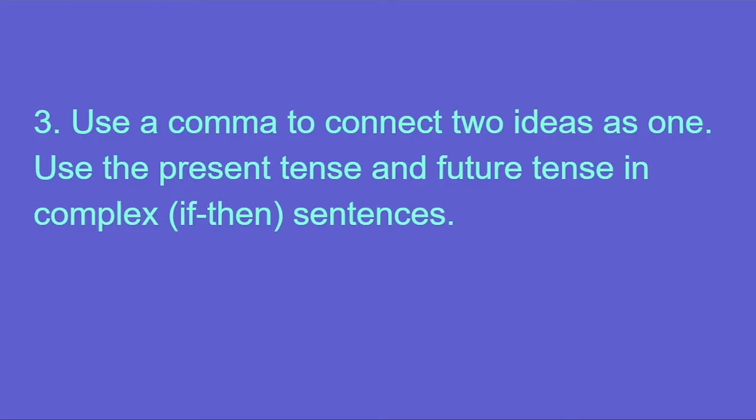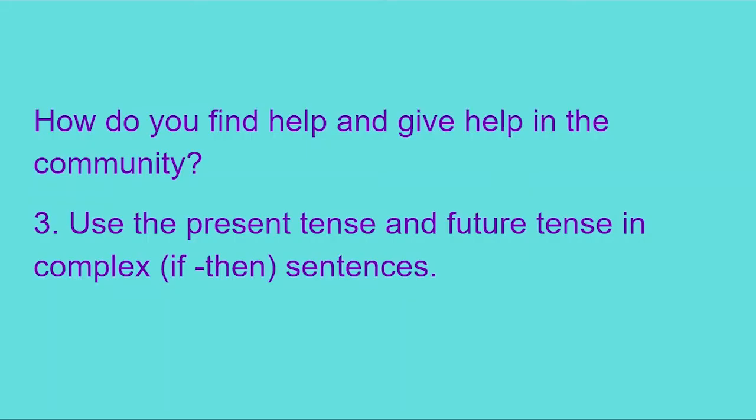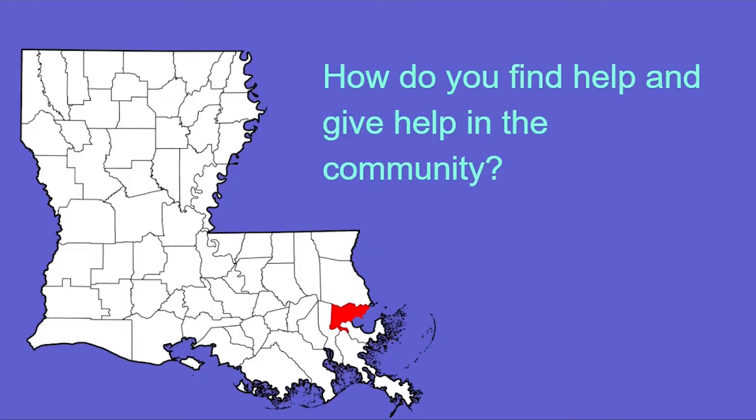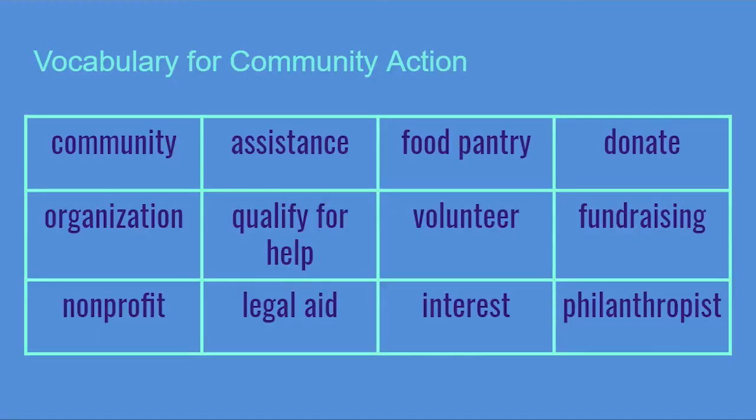This week is community action. We're going to use commas to connect two ideas as one. We'll use the present and the future tense to talk about if-then statements. And we'll talk about our community and how we can find help and give help in our community.